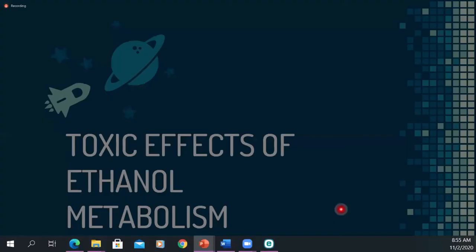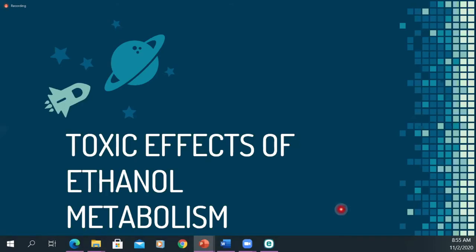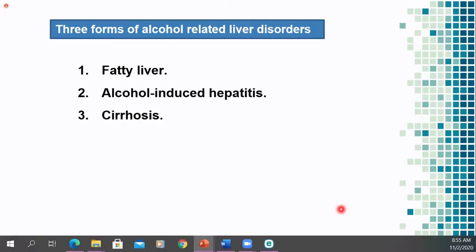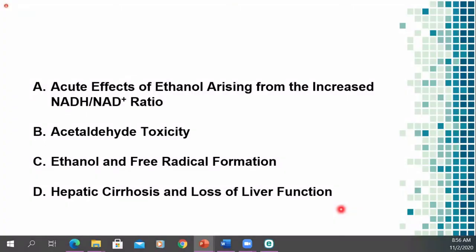Why does ethanol have a bad reputation? Why is it toxic? Because of the following things. Ethanol, or alcohol, is associated with fatty liver as well as induction of what's called alcohol-induced hepatitis. And eventually we will have cirrhosis in individuals who are addicted to alcohol. Okay. And why is that? Because of the previous things that we described.